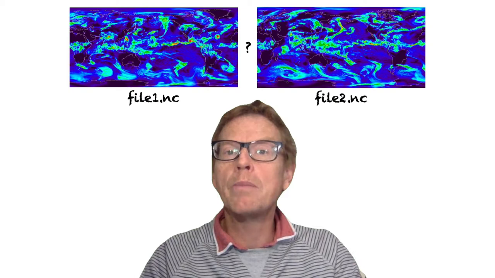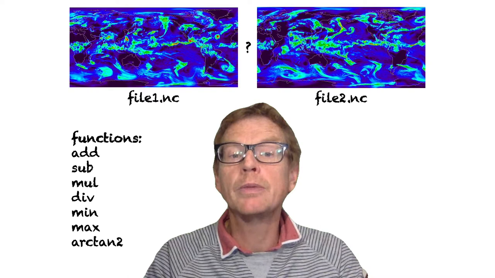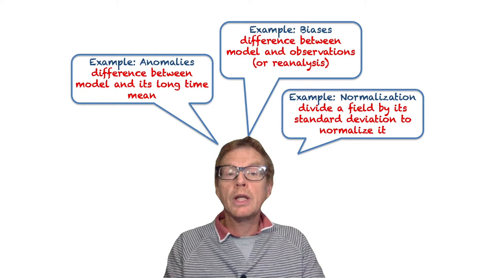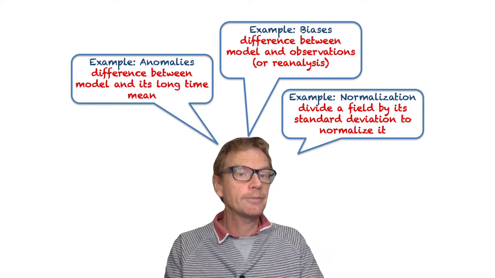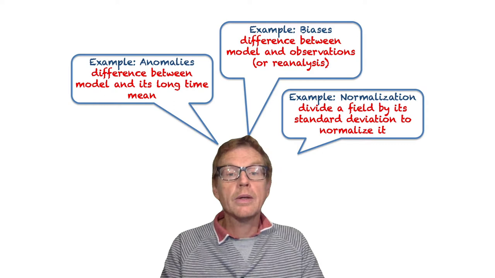Today's video is going to be about how we combine different data sets. We can add, subtract, multiply, divide, or we can take the minimum of two files, the maximum, or the arctangent. There are many examples where we might want to use these functionalities. We might want to calculate anomalies, the difference between a model and its long-term mean, or biases between a model and observations, or we might want to normalize a field by dividing it by its own standard deviation over time. So let's go ahead and look at some examples.